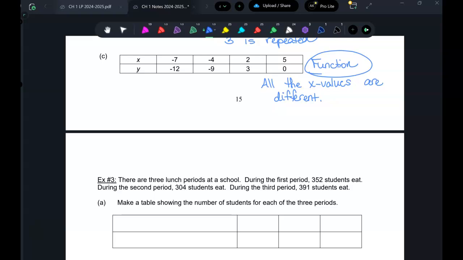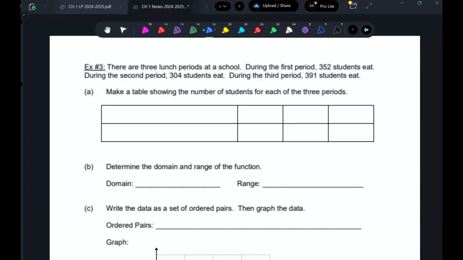All right, let's take a look at example 3. So let's turn to the next page.